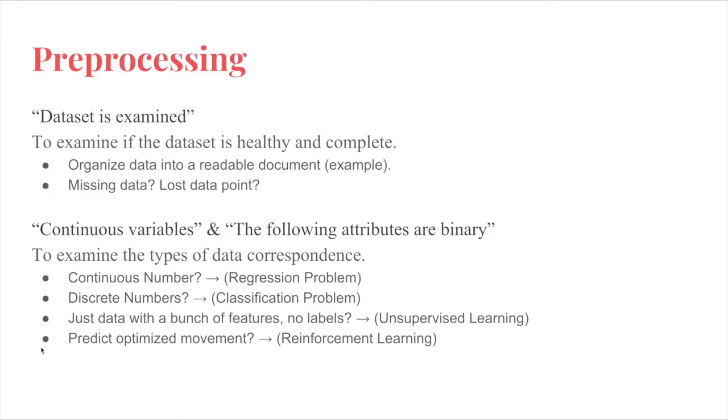The first thing is continuous numbers, such as temperature and housing prices. These are continuous numbers. And to train on these numbers, we usually use regression models.